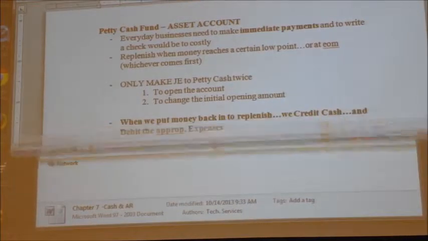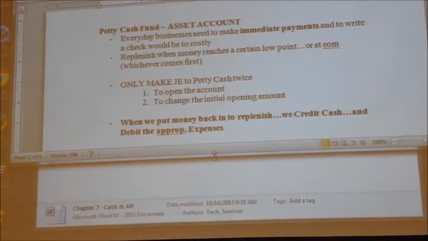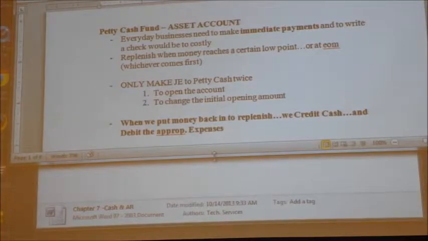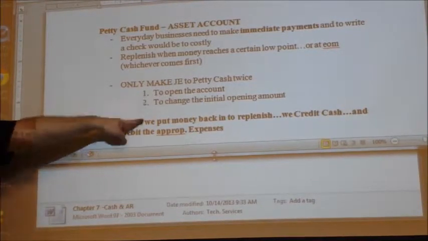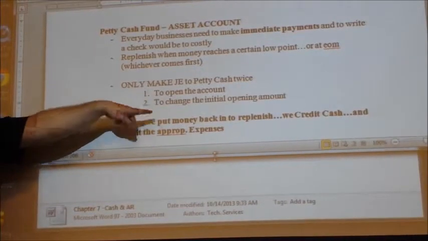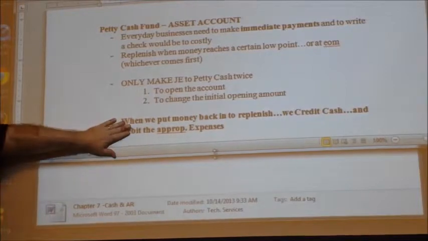So now you might think, all right, at the end of the month, I probably should have a journal entry for petty cash. But that doesn't fit my 2 criteria. Nowhere on my 2 criteria does it say at the end of the month or when I replenish, I'm going to make a journal entry of petty cash.